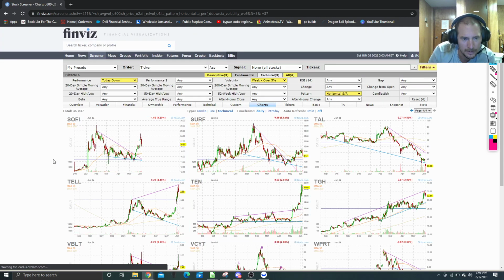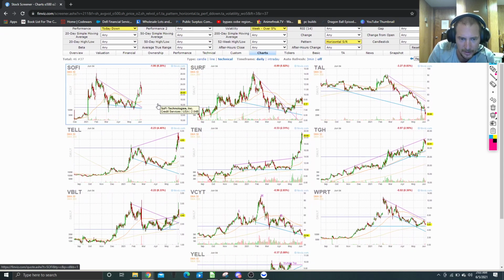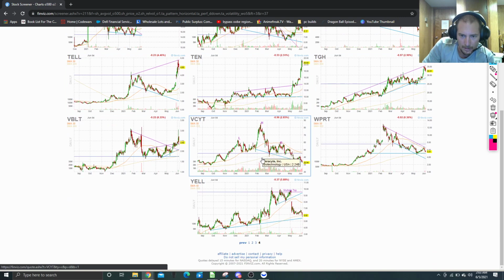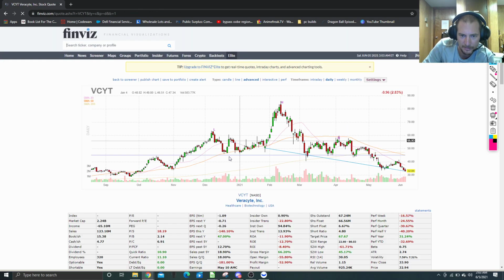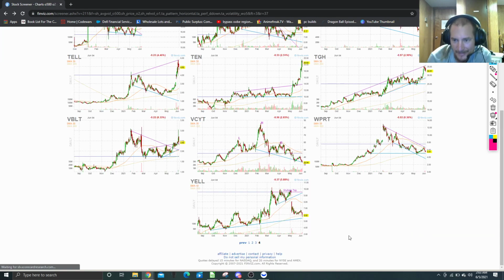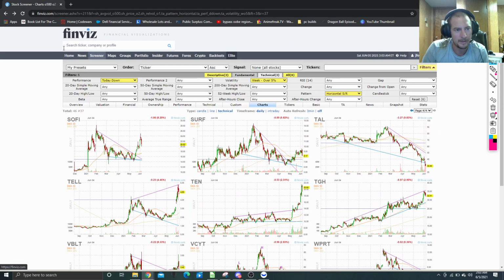Okay, so it doesn't look like we're going to get any many short setups here, but there's one that I think, wow, that's a head and shoulders if I've ever seen one. Oh, wow, they've even got it marked. FinViz is awesome. Look, left shoulder, head, right shoulder. So here's a breakout that we missed.